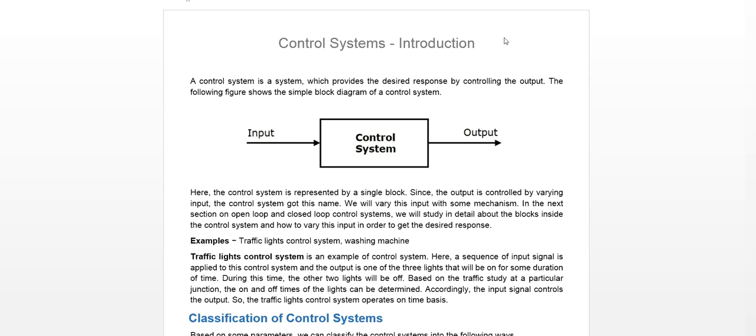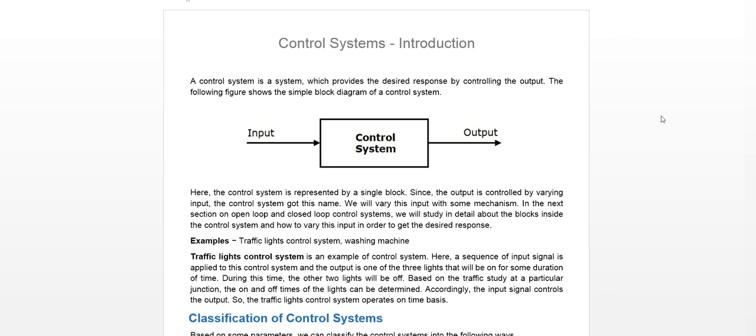Hello guys, so this will be our new topic for this week. It's about Laplace transform and inverse Laplace transform. Before that, we're going to have a short recap of our previous topic. Previously we started with the control system.